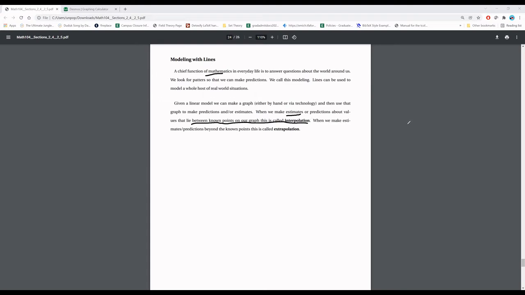We call that interpolation. It happens inside of our data set. If we make estimates or predictions beyond our data points, that's called extrapolation. It's exterior to our data set. We extrapolate.